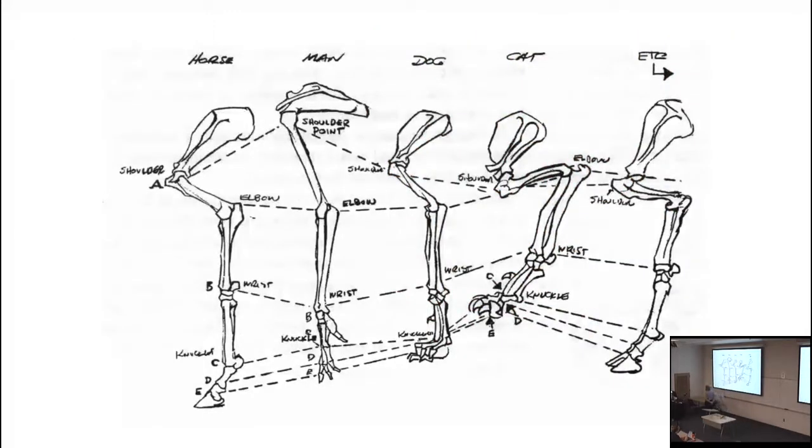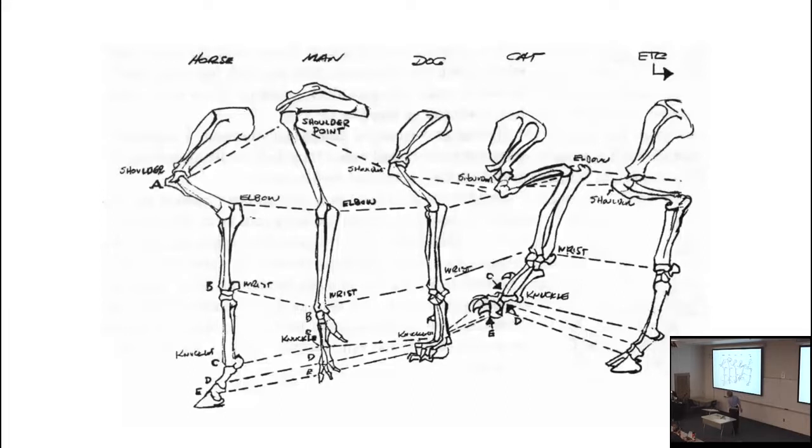Now, people have known for quite some time that organisms, closely related organisms in particular, have the same underlying blueprint. So here we see a horse, a human, a dog, a cat, and etc. Well, that's what it's labeled as. The etc. is a cow or a sheep or a goat, a cloven hoof mammal of some sort.